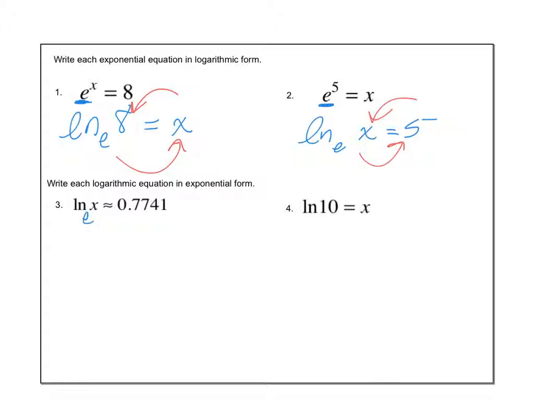There we go. Same is true now, going in the other direction, as long as we understand that a natural log without any base indicates e. So going from log to exponential, we could say e to the 0.7741 equals the natural log of x. Oh, excuse me, no it doesn't. Sorry about that. It equals x. Okay, let's try this one over here. e to the power of x equals 10.